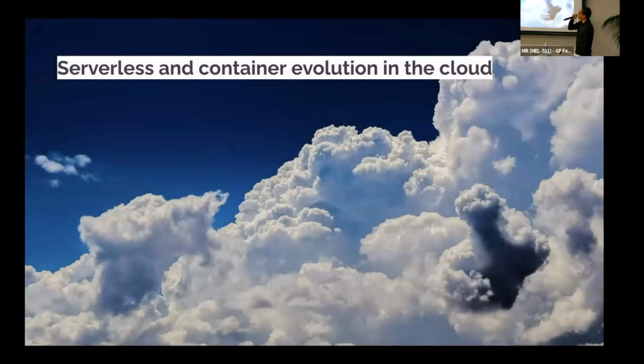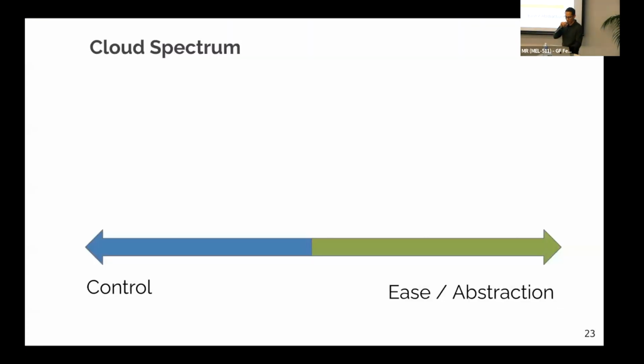Now, serverless and containers, the evolution in the cloud, what has happened probably in the past 10, 12 years. The two main things that you need to consider here are the control that you get when deploying something and the ease or abstraction that you get when deploying something like containers or function as a service.